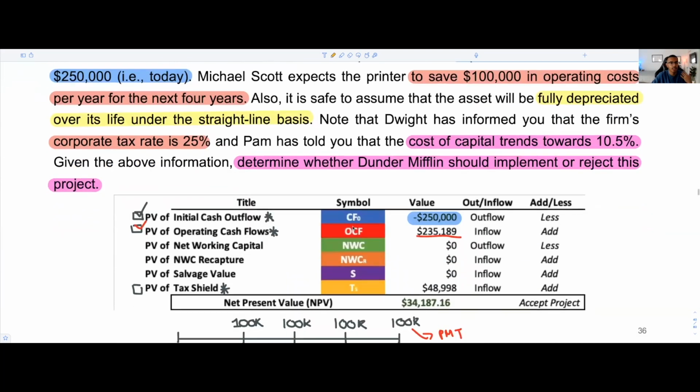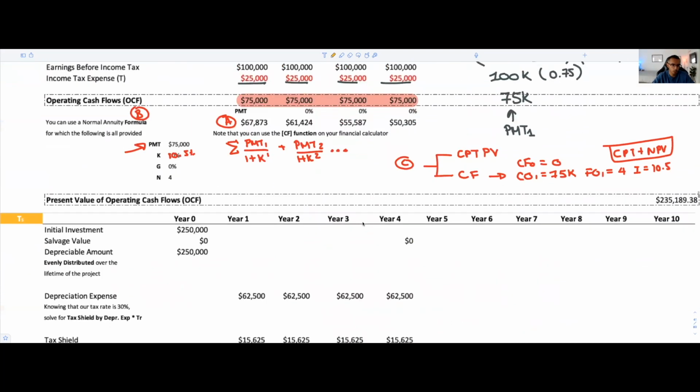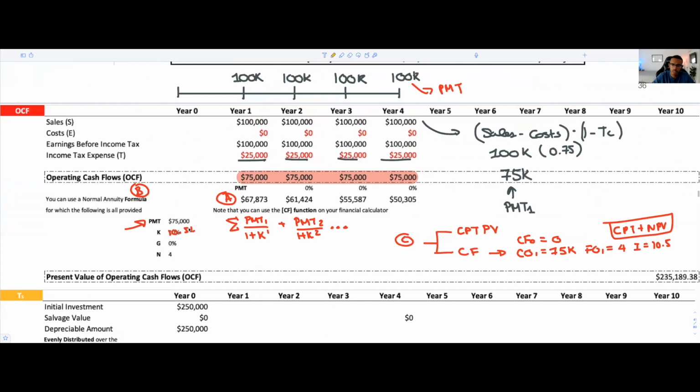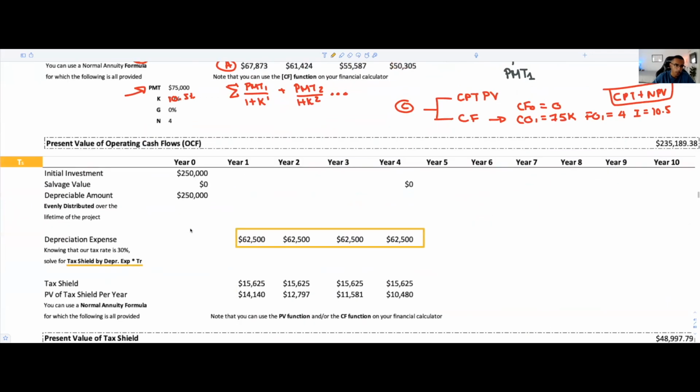All right, so let's look at what I wrote as your basic solutions here. You're going to have your depreciation expense, and that's going to be 62.5K every single year. But we understand that our tax shield is equal to that amount times the tax rate. And if our tax rate here is 25%, we know that 25% times 62,500 is equal to 15.625K. So this will be our tax shield every single year.